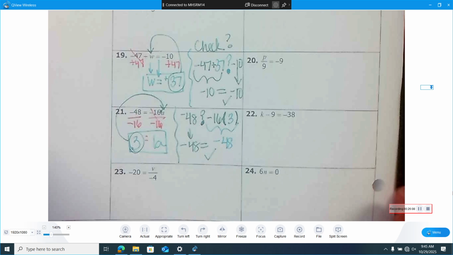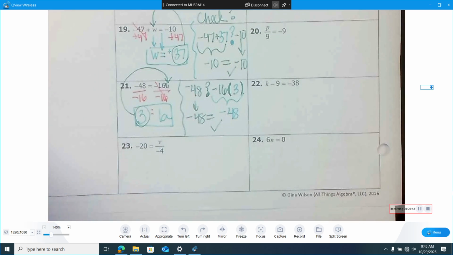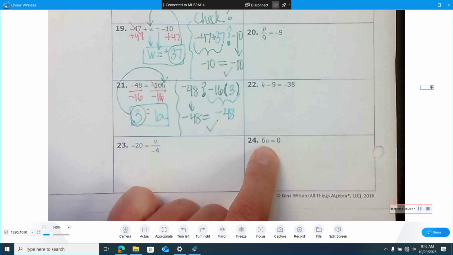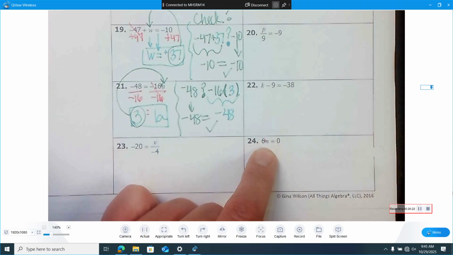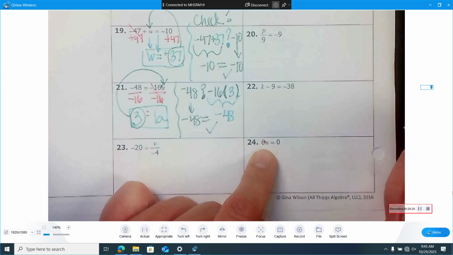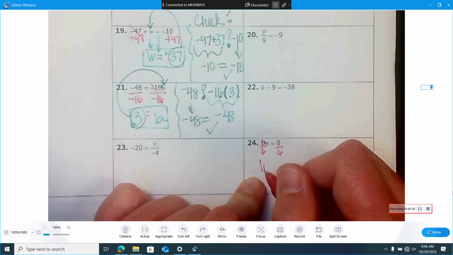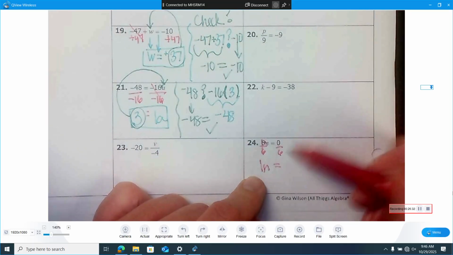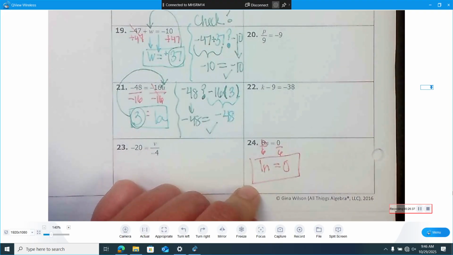All right. Questions so far? Last one. Number 24. Read this out loud to me. 6 times n. Very good. 6 times n equals 0. How do we get n by itself? Divide by 6. Very good. 6 divided by 6 is 1n. And what is 0 divided by 6? 0. Is 0 a number? It sure is. Can it be an answer? It sure can. All right.